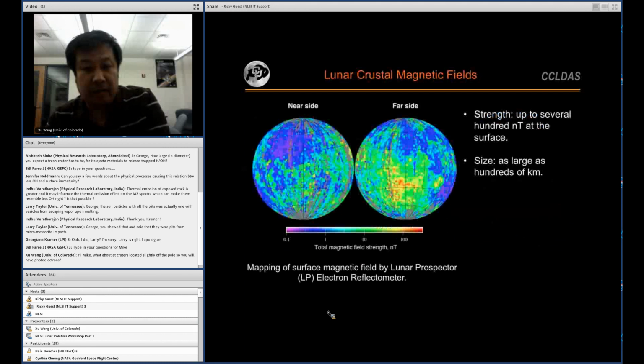So this is the global map of the magnetic field on the lunar surface. You can see here the red spots, where the field strength can go up to several hundred nanotesla at the surface, and the size can be as large as hundreds of kilometers.